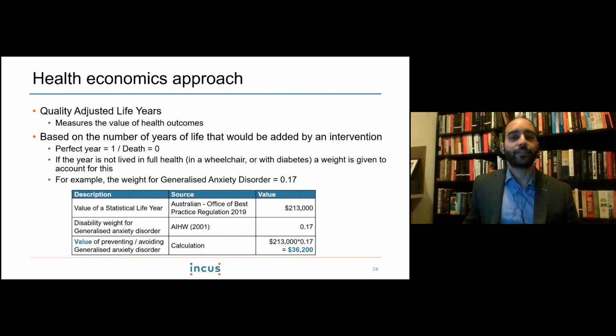So if an initiative is going to save an entire life, it counts as saving $4.9 million, I think is the right number. And if it's going to save a life year, it's the equivalent of saving $213,000. So if you use this health economics approach, you can say, well, we've got $213,000 for a life year. We know that generalized anxiety imposes a weight or disability of 17%. So the value of preventing or avoiding generalized anxiety disorder per person year is $36,000. That's how this particular approach works.